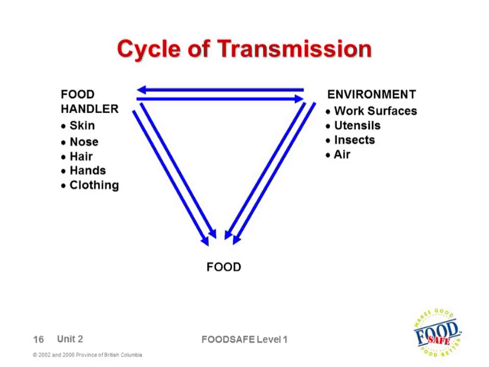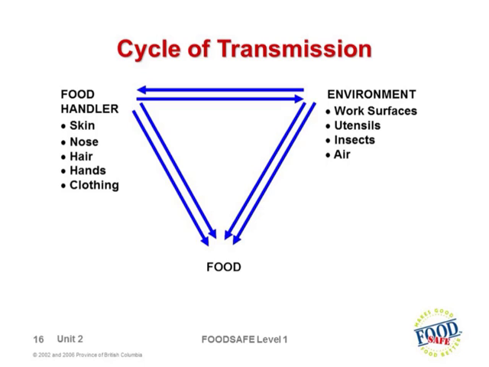So the cycle of transmission is this triangle here. So there's 3 different places where things can be transmitted. So everything ends up being transmitted to the food because that's what makes us sick. And the food handler and environment are the 2 things that can either transmit back and forth to each other or will be transmitted to the food.